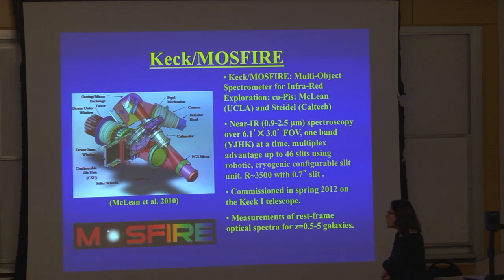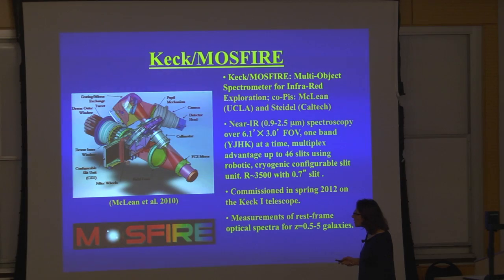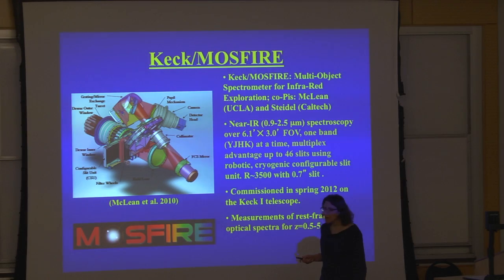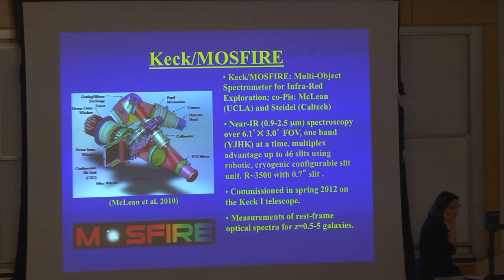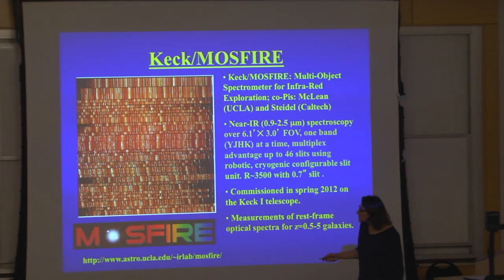And so MOSFIRE enables near-infrared spectroscopy, so that's spectroscopy between 0.9 and 2.5 microns over a field of view that's 6.1 by 3 arc minutes. So remember, the full moon is 30 arc minutes in diameter. You have to do one near-infrared filter at a time, but one of the novel properties of MOSFIRE is that you can observe up to 46 objects at once using the cryogenic configurable slit unit. And this is an example of what we call a slit mask of data from MOSFIRE.